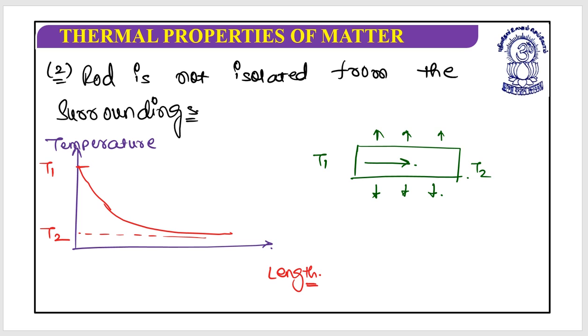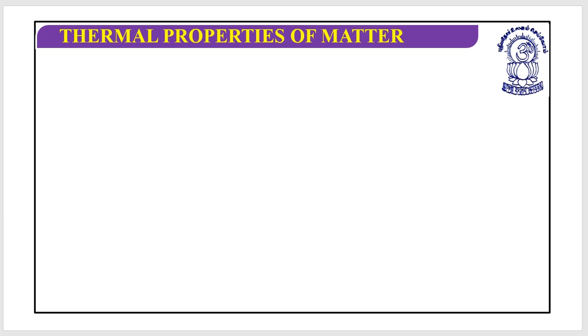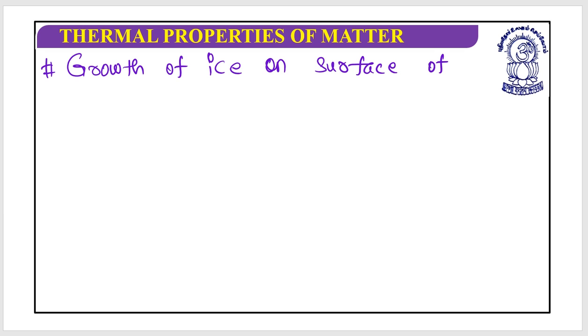Great. Now, I want to add one miscellaneous topic because it could not be differentiated. This is part of this section only. That's why I kept it at the last, and that is the growth of ice on the surface of a lake.